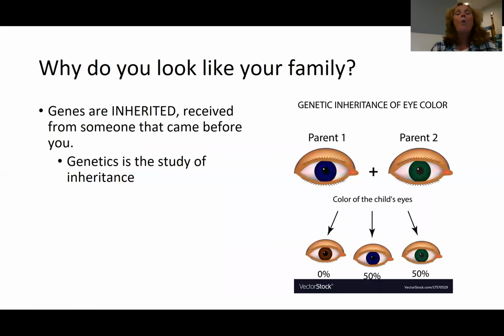All right, so why do you look like your family? Well, it makes sense, okay? Genes are inherited. They're received from someone that came before you. And so genetics is the study of inheritance. So if one parent had, in this case, blue eyes and the other one had green eyes, then the possibility of getting brown would be 0. Being blue would be 50 and being green would be 50, okay, it'd be 50-50.